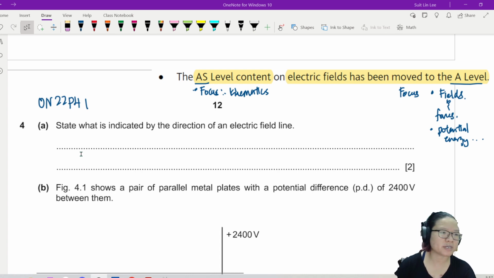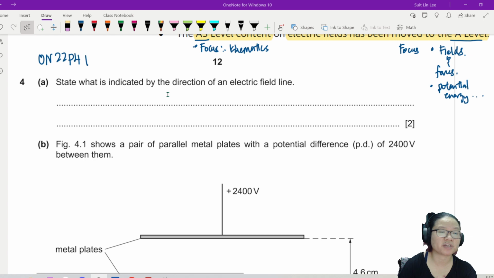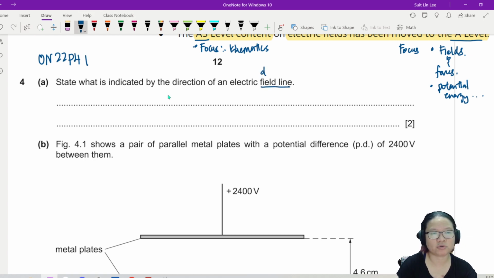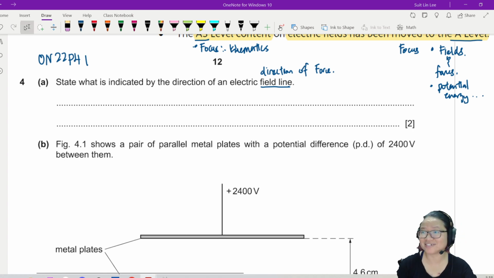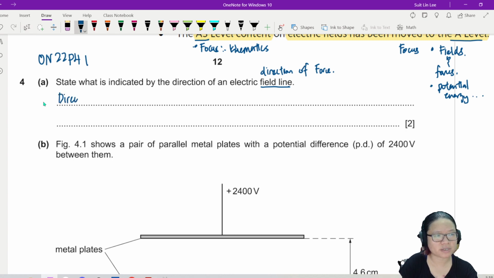This part says, state what is indicated by the direction of the electric field line. Normally, when we draw a field line, it always shows the direction of force, because force is part of the field. If there's no field, there's no force. So it's always a part of the field. Just remember that. In this question, we're going to say that the direction of the electric field line is the direction of electric force. And remember, we always define electric force on a positive charge.